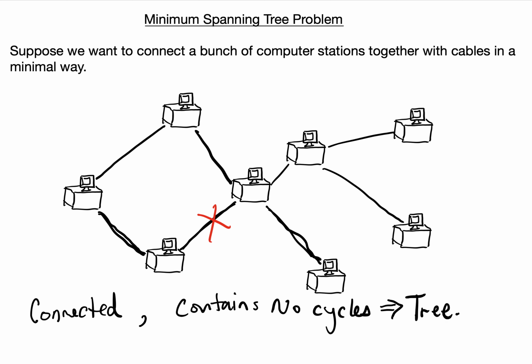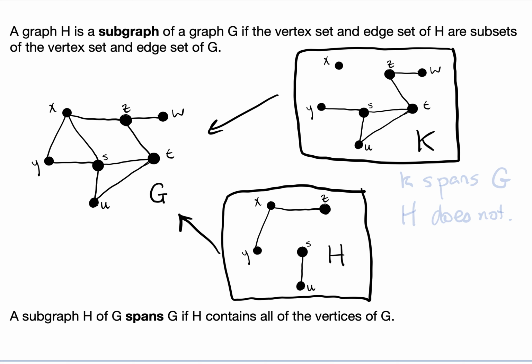So essentially the minimum spanning tree problem is that we want to find a minimum tree that contains all vertices of the graph. But let's look at a few definitions before we state this problem formally. A graph H is a subgraph of a graph G if the vertex set and edge set of H are subsets of the vertex set and edge set of G. So we see that both H and K are each subgraphs of the graph G. All the vertices in H are also in G, and all of the edges in H are also in G, and the same is true about K. So each of those are subgraphs of the graph G.